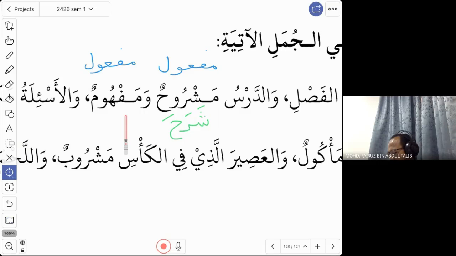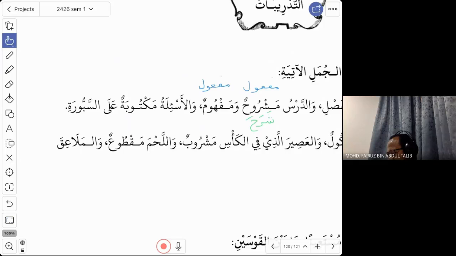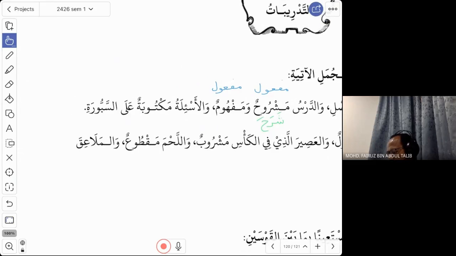Naam. Okay, and the last one. Wal as'ilatu maktubatun ala sabura. Okay. Maktub, this is another isim maf'ul. But here you have the ta. Remember in the lesson we said you can change isim maf'ul to mu'annas, to jama, to musanna. So ta, this is an example where isim maf'ul is used as a mu'annas word.